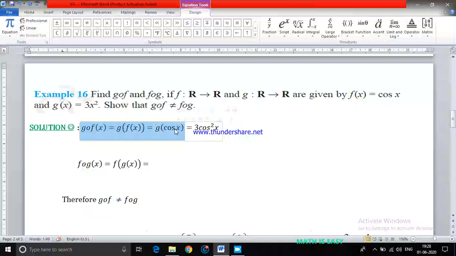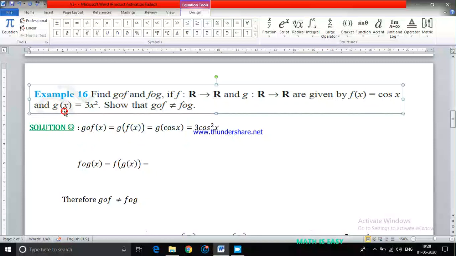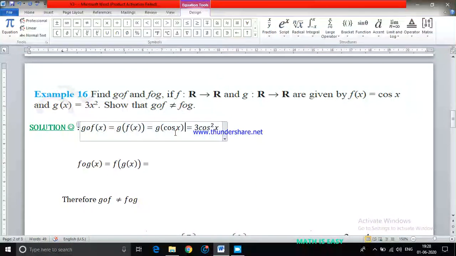If I have a class 9, 10 polynomial, so you solve p of x equals to x minus 2, then if I ask p of 1, what do you do? X will be replaced with 1, am I right? So here also in place of x, you have cos x. So here also in place of x, you have to replace cos x. 3 cos x whole square, that you can write as 3 cos square x.